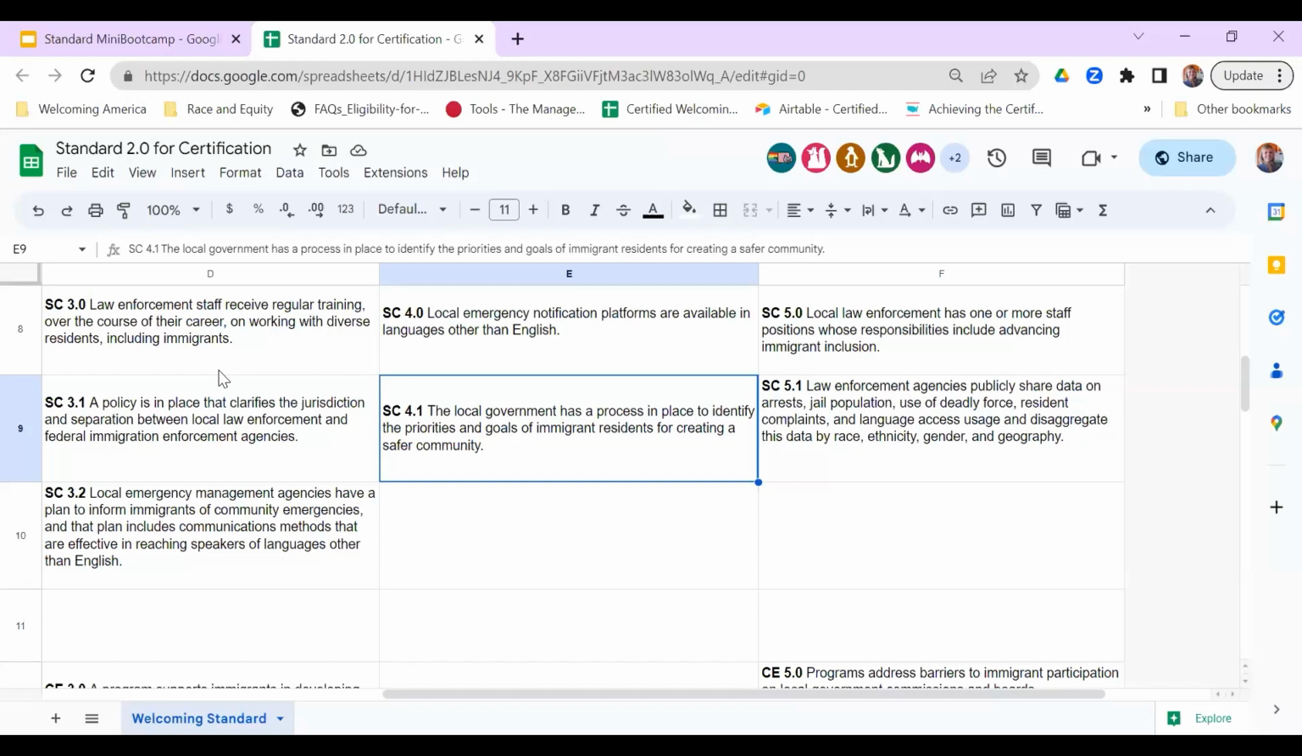It might be the lighting in your neighborhood. It might be your sidewalks. It might be the fact that it's really dangerous to cross the street, right? And so how are there methods or processes in place to identify what those priorities and goals are for immigrant residents? Typically, this does align with the government and community leadership 4-star criteria of creating a community-wide plan. And so we just wanted to name it very explicitly within the standard because it could sometimes be overlooked.